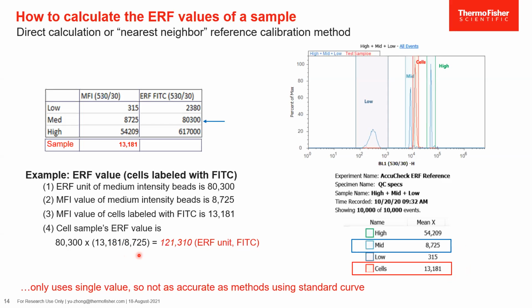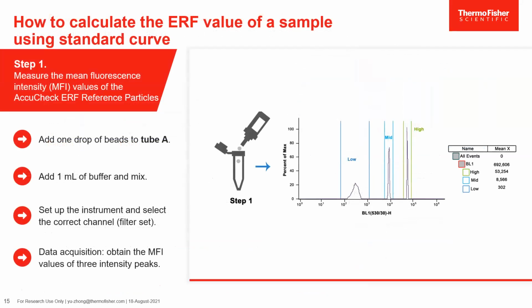So it's 13,000 divided by 8,700. You just multiply this by the known ERF value, 80,000, of the medium beads. You can easily calculate that it is 121,000 for my cells. That's one way. Another way is you generate a standard curve.